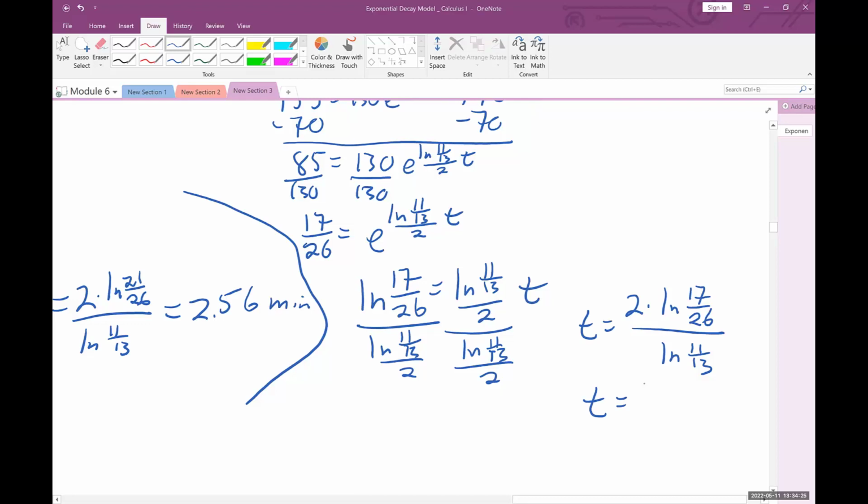Let's see what t would be. Let me get my handy-dandy calculator here. 2 times natural log of 17 over 26. 5.09 minutes.